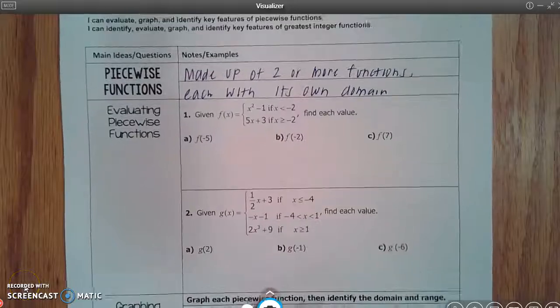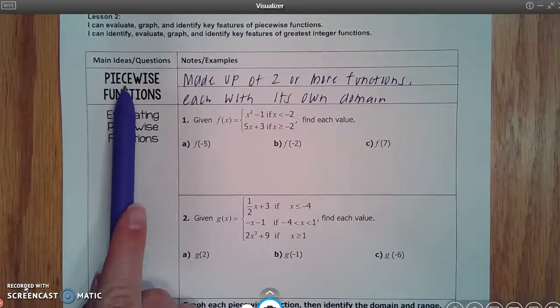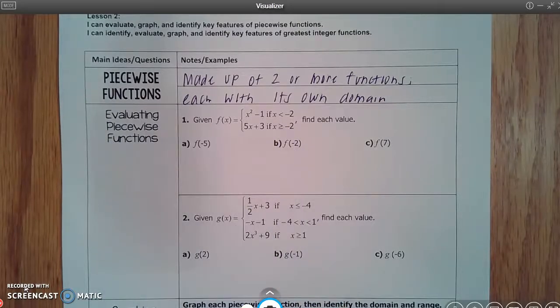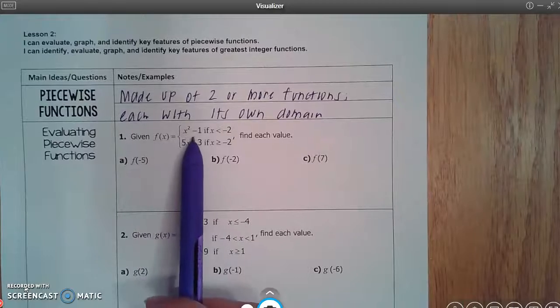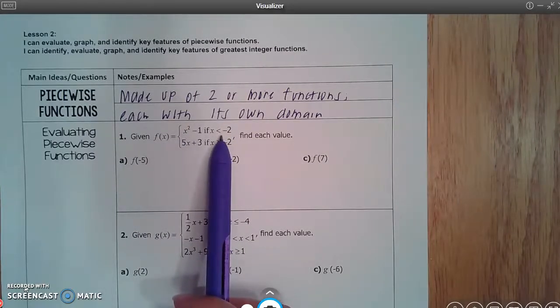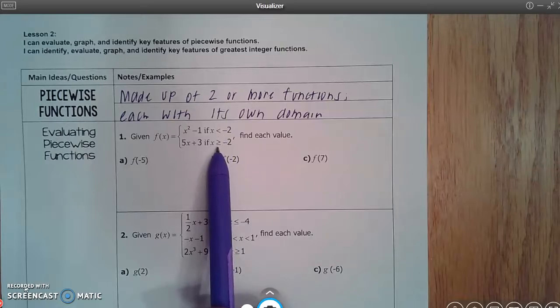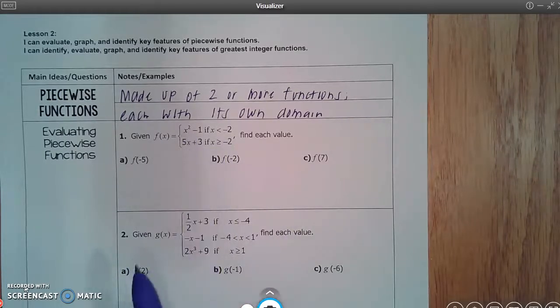Okay, this is the first part of lesson 2. It's piecewise functions. For this one, you're going to look at pieces of functions, and it depends on the different input values that you would be using. For example, on number 1, here are my two equations: x squared minus 1 if your x value is less than negative 2, or 5x plus 3 if x is greater than or equal to negative 2. Depending on your input values will depend on which equation you will use.